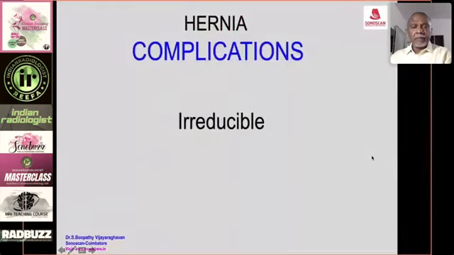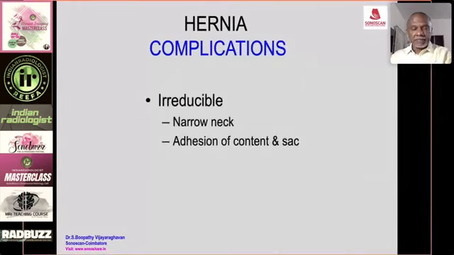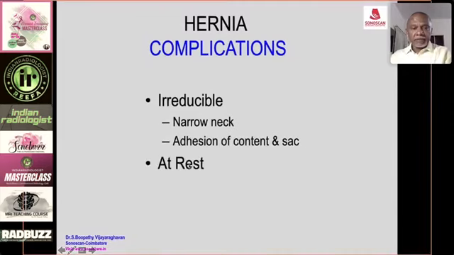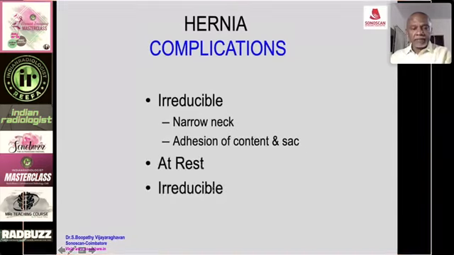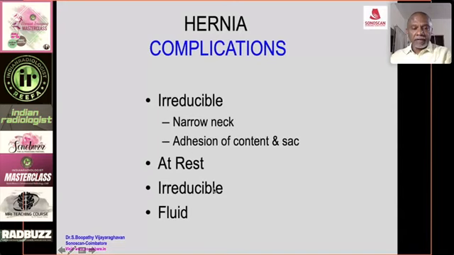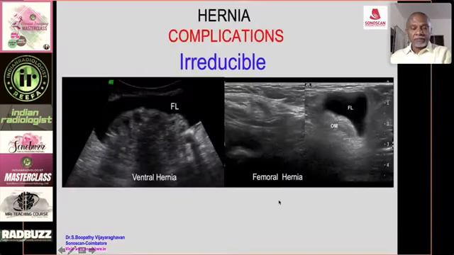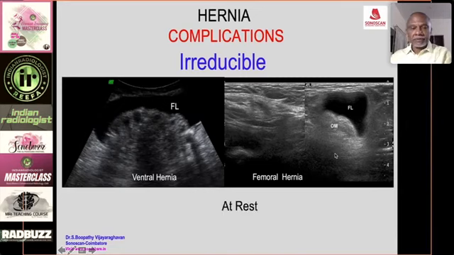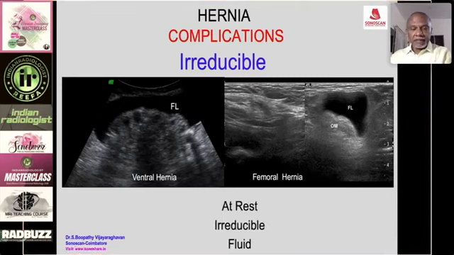Now complications may be irreducibility, obstruction and strangulation. So irreducible hernia may be due to a narrow neck or adhesion of the content and the sac. So it will be seen at rest, and with pressure it will not reduce, so it is irreducible. Because of the irreducibility, the neck will be obstructed, so there will be accumulation of some fluid in the sac. So here there is an incisional hernia with bowels and omentum. There is fluid and it is irreducible. This is a femoral hernia, again containing omentum and fluid, and it is not reducible. So it is present at rest, it is irreducible and has fluid.